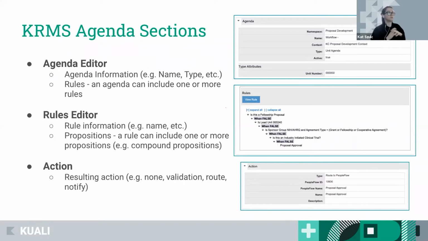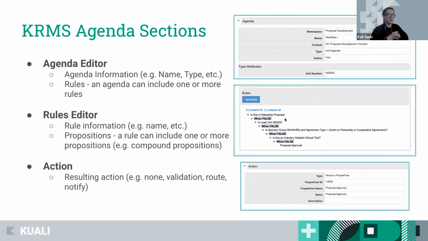The very first one is the agenda editor, which is this top portion, as well as the rules section right here. And the agenda editor is where you'll have the basic agenda information, such as what's the name of the agenda, what is the type of the agenda, and then the rules section is going to outline all of the different rules that are applicable to that agenda.